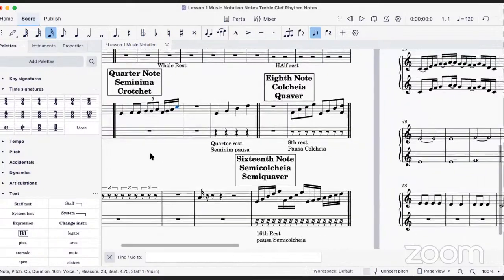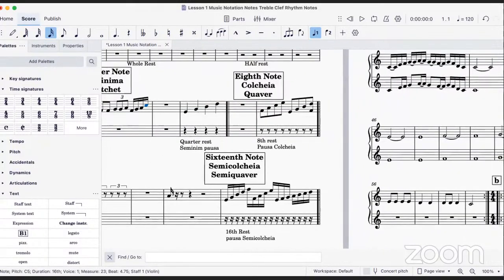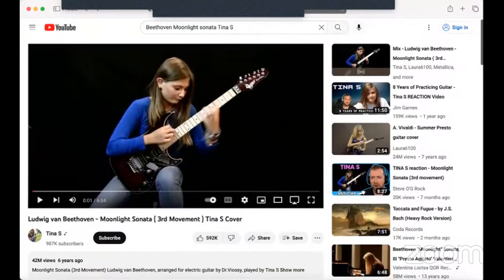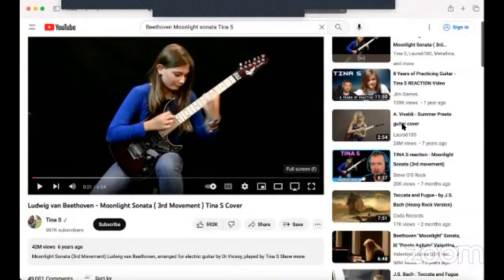Let's listen to one example. One example of triplets, 16th notes. Starting with the 16th notes in the Moonlight Sonata by Beethoven, played with the electric guitar by Tina S. I put it from the beginning, sorry.